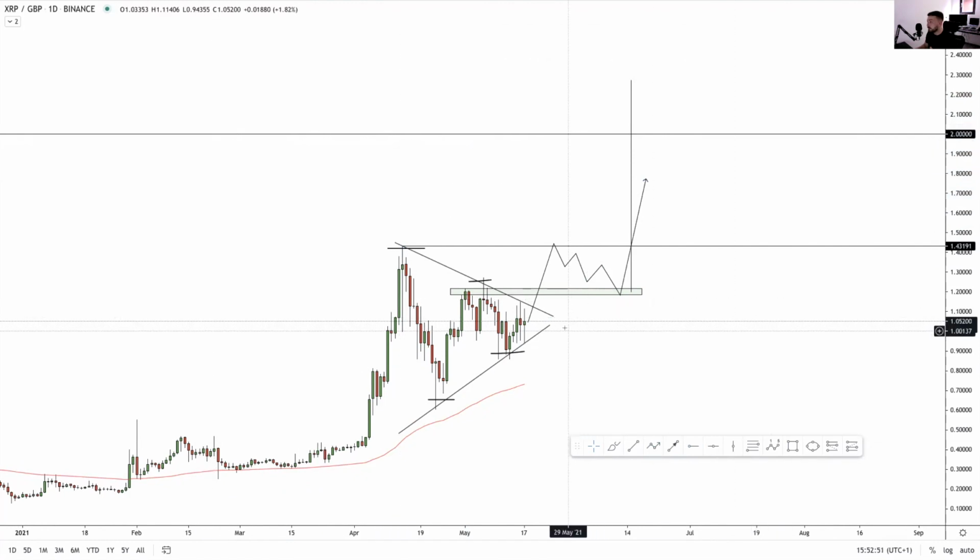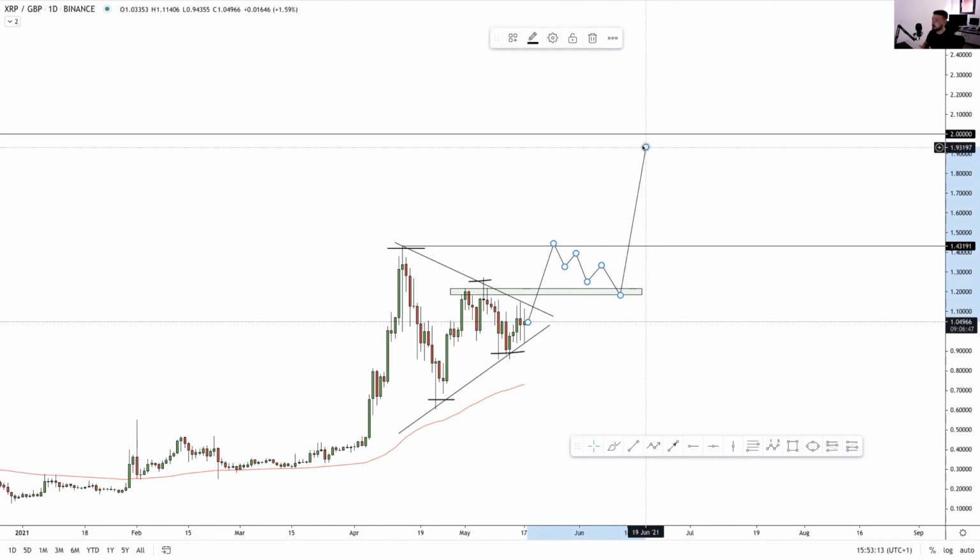So once we get that impulsive move to the upside, we'll create all-time highs for this pair and should easily see it hit the £2 mark. I can see XRP going a lot further in the future, but for short-term targets, if you want to trade this, £2 would be a perfect target to be looking out for, because as you know, institution banks, they like those round numbers to target.